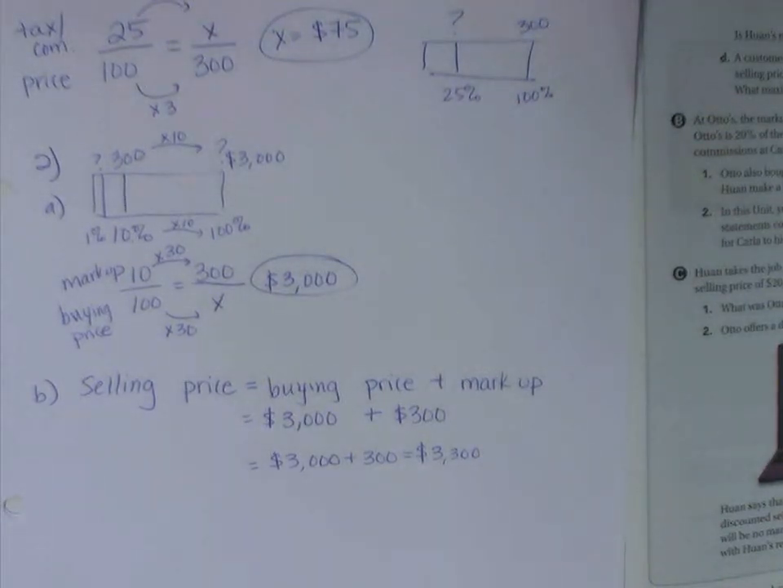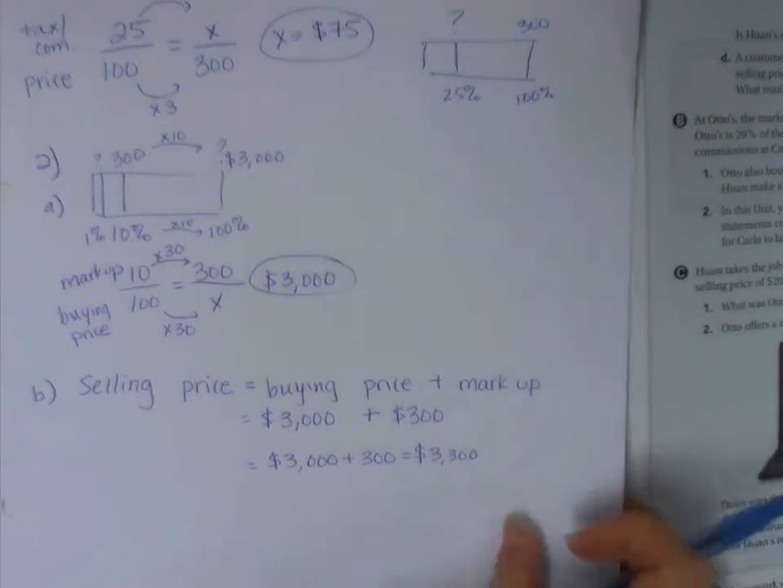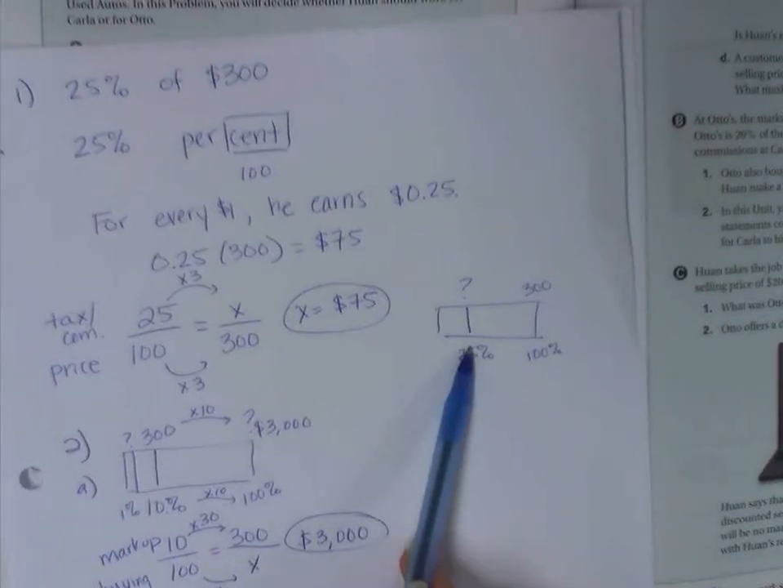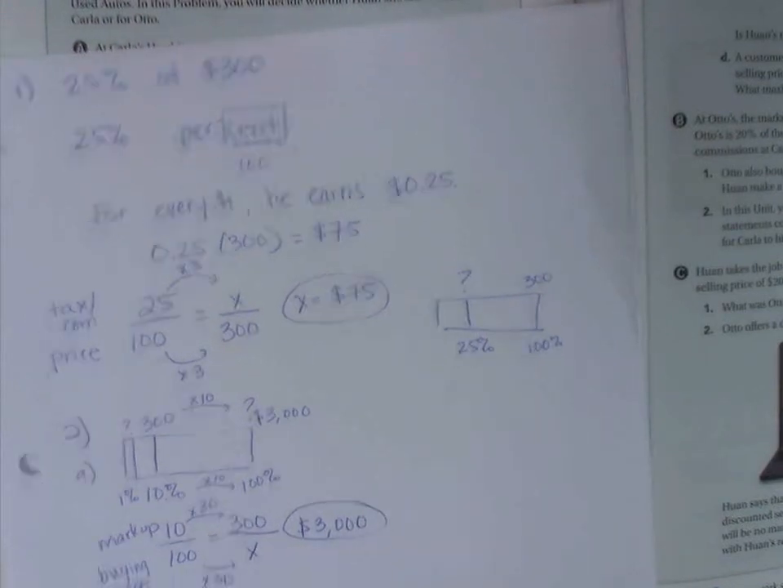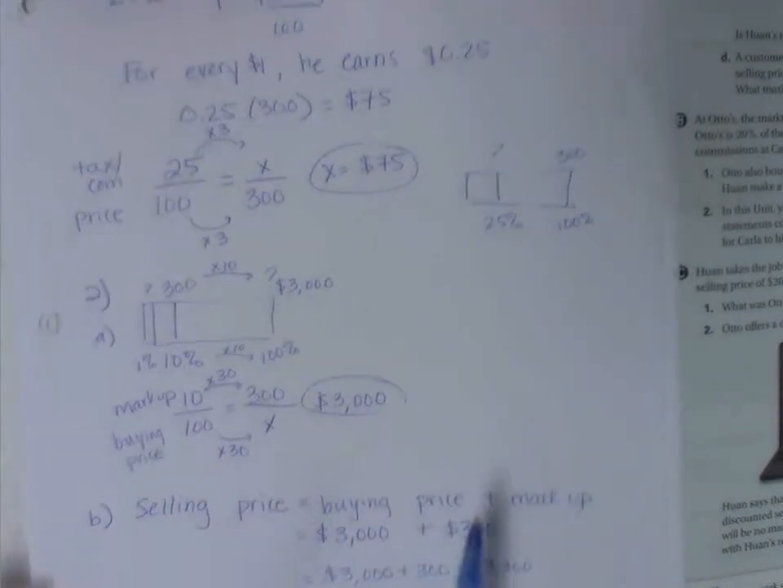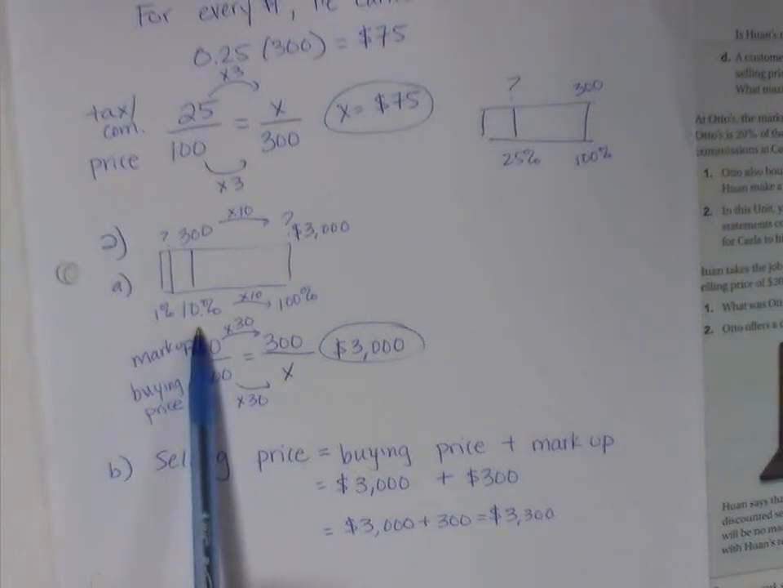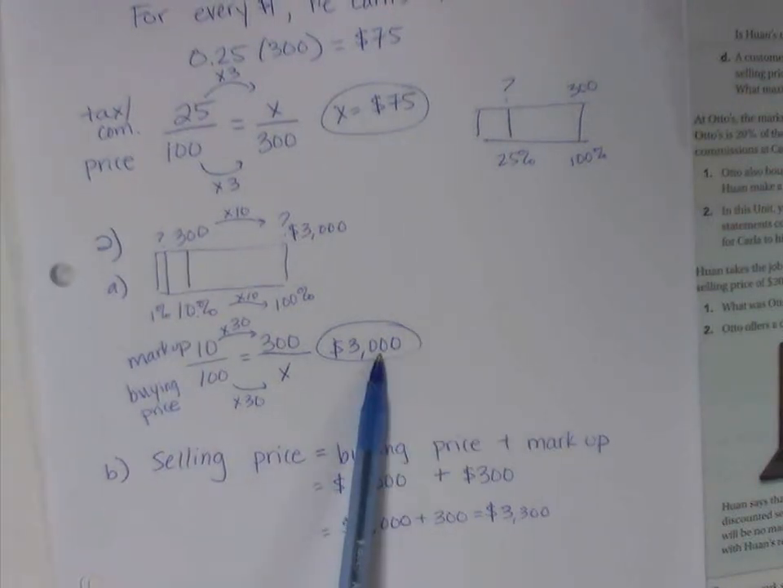So that's the two big ideas from 3.1. How to figure out the percent of a number. When you know the 100%, how do you figure out a portion? So the part. And then when you know the part, or a portion, the 10%, how do you figure out the whole amount?